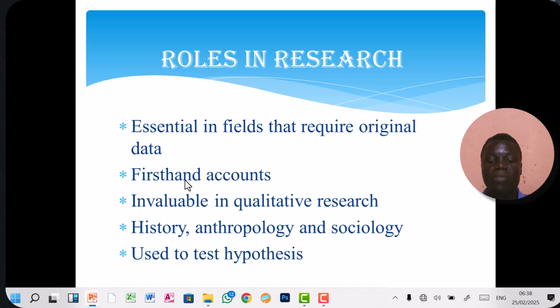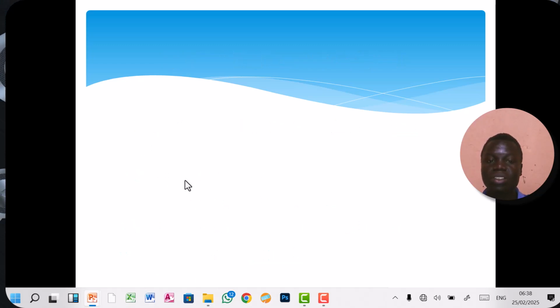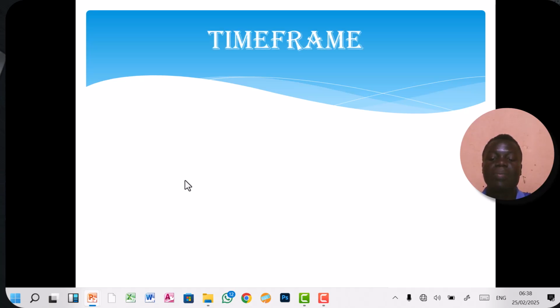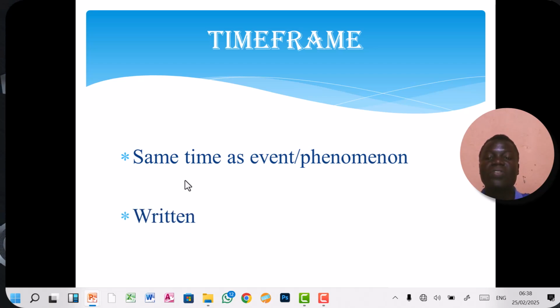Therefore, this will take us to the time frame of this information type, the primary source of information. So let's look at its time frame. Primary sources of information are usually produced at the same time as the event or phenomenon. And therefore they are written up, like a letter written at that point where the information is being gotten. So that is the time frame.